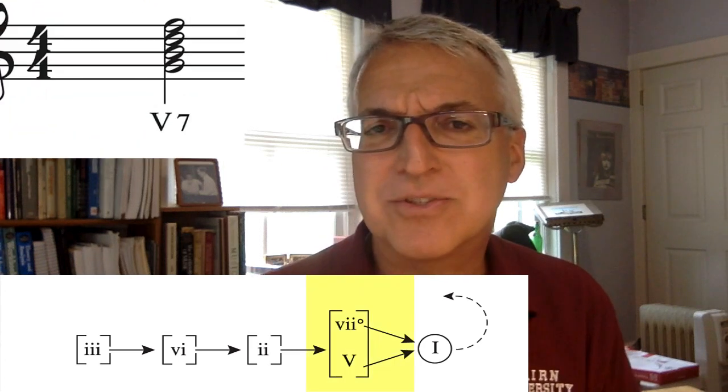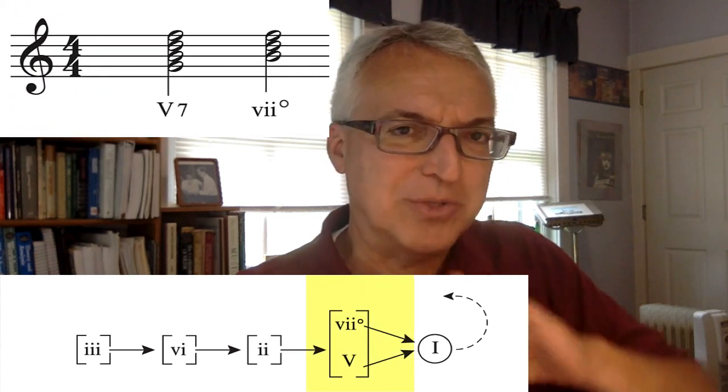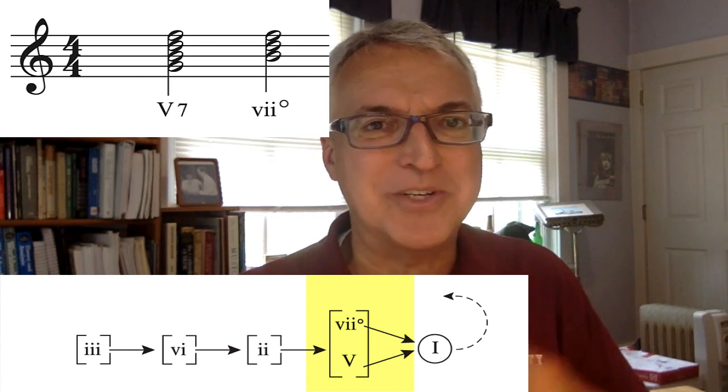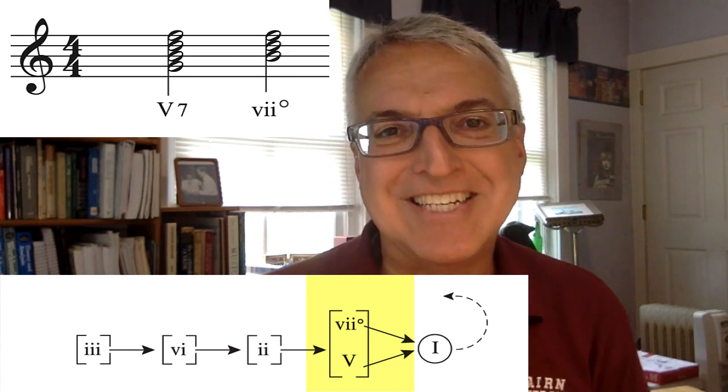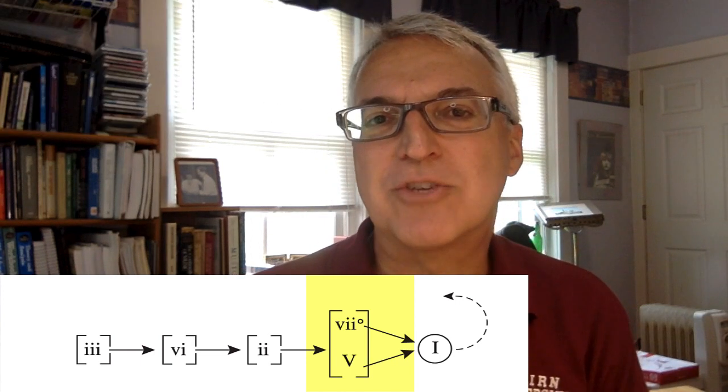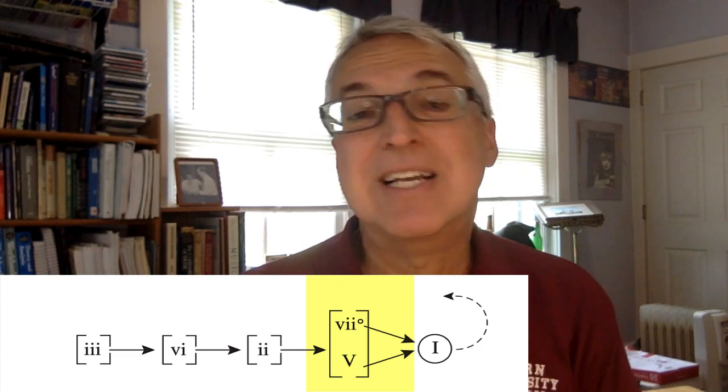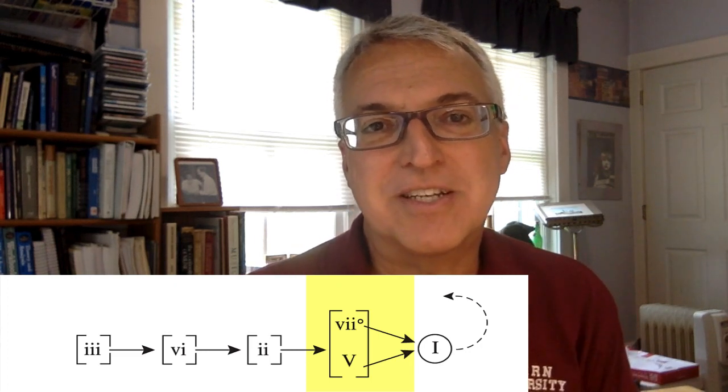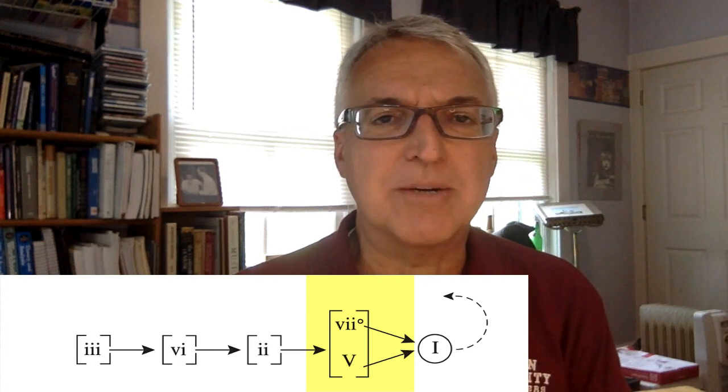If you take the notes of a dominant 7 chord and eliminate the root of the dominant 7 chord, you're left with a leading tone chord. Because it shares so many of the same notes as the dominant 7, it's used as a substitute for the dominant. So that's where we're going to put it in the chord chart.